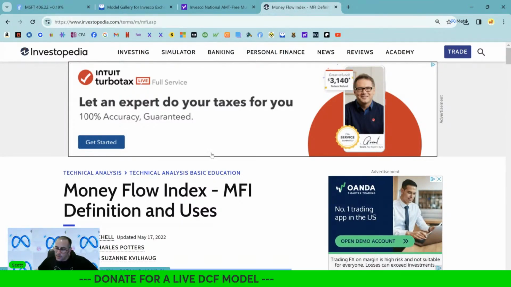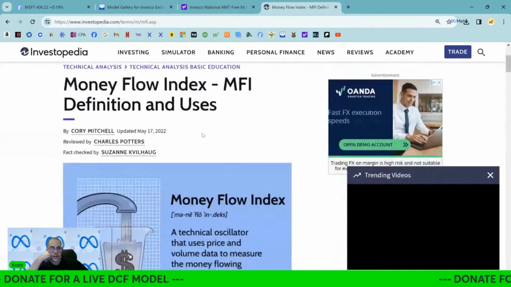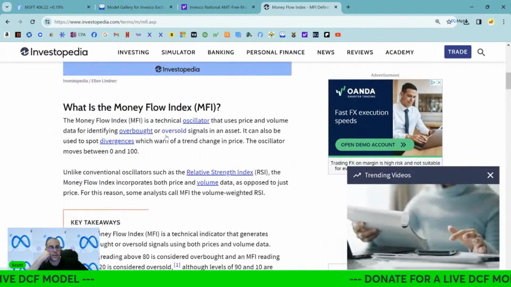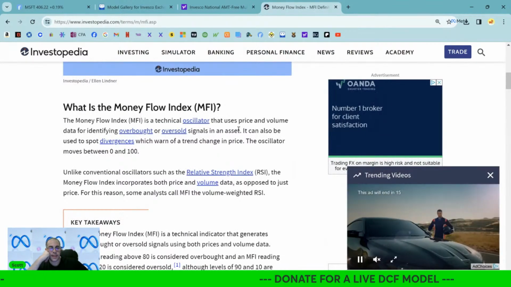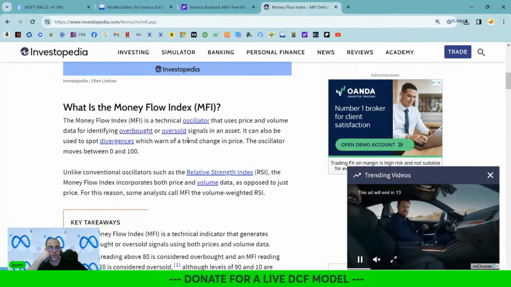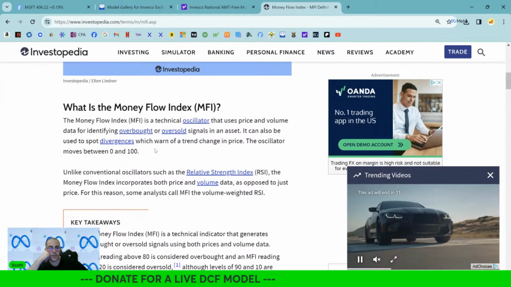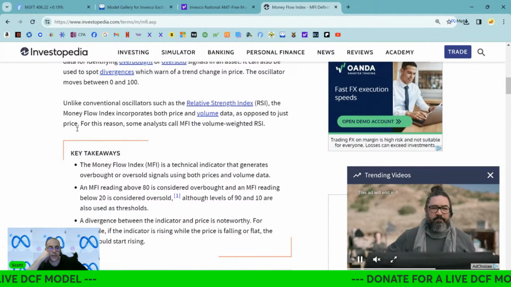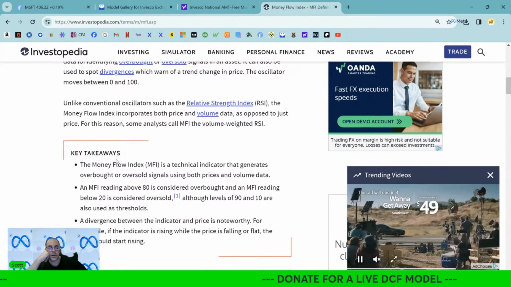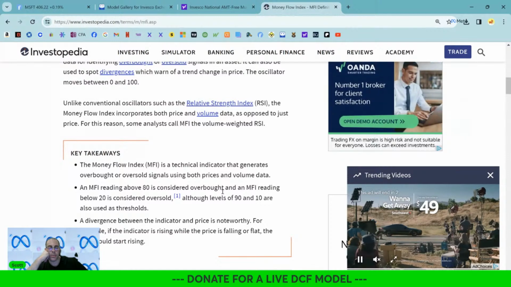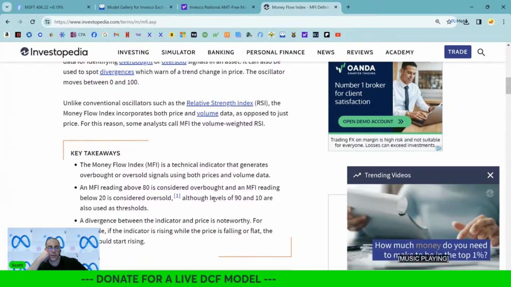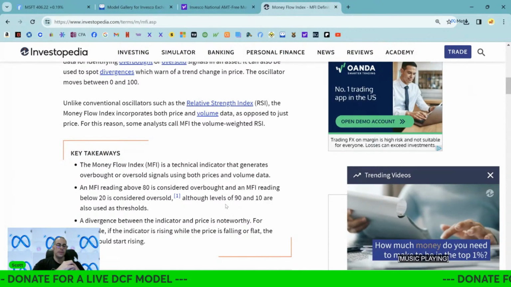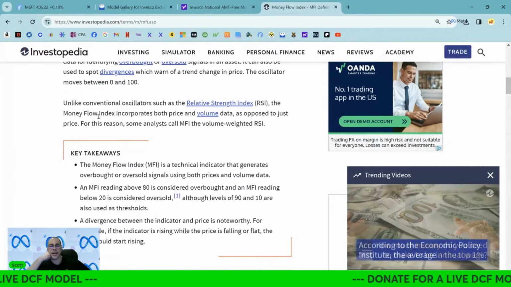Volume is like a gas pedal. The money flow index is a technical oscillator that uses price and volume data for identifying overbought and oversold signals. It can also be used to spot divergences, which warn of a trend change. The oscillator moves between 0 and 100. It seems like most of these move between 0 and 100. MFI above 80 is considered overbought and below 20 oversold, although levels 90 and 10 are also used as thresholds. So it sounds similar to the RSI.